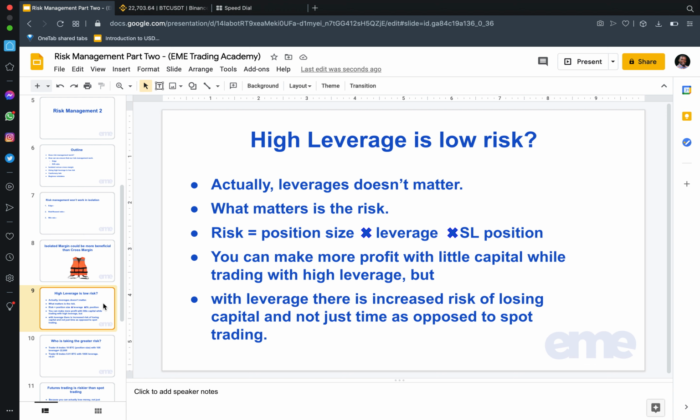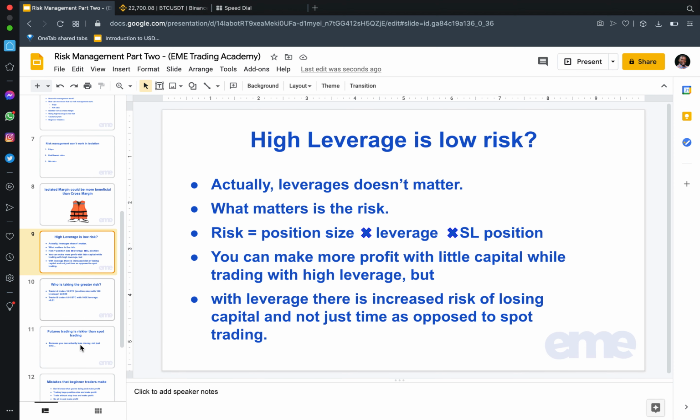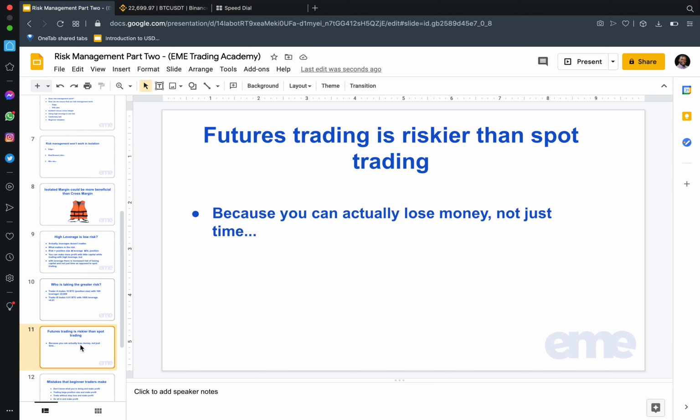Now, generally, when you're trading with high leverage, you can make more profit with a little capital. But if you're trading with high leverage, you have an increased risk of losing capital. And I need to state this: one difference between spot and futures trading is that futures trading is actually riskier than spot trading, because in futures you can actually lose money.